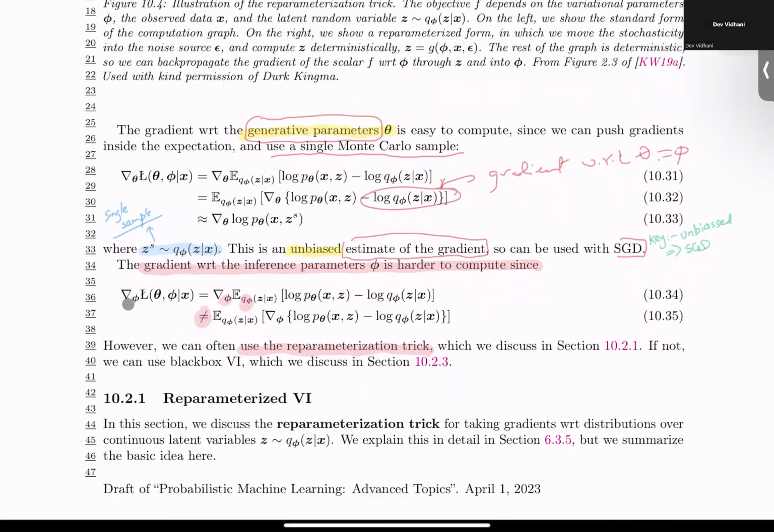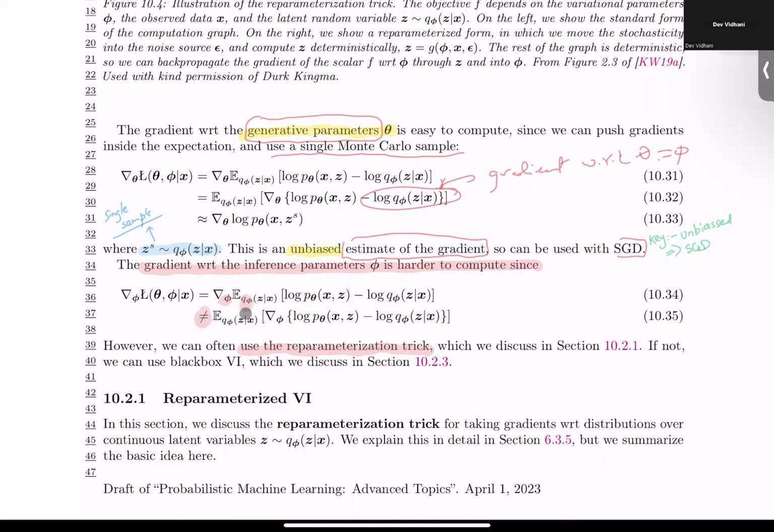However, the gradient with respect to phi becomes tricky, because when we were doing the gradient with respect to theta, the expectation in the ELBO was with respect to the network defined by phi. But here, the gradient and the expectation are both with respect to phi. So it's not easy to compute this gradient, and therefore we cannot take the expectation out and push the gradient inside. That is the core of all the VI problems: how we can solve for this piece.